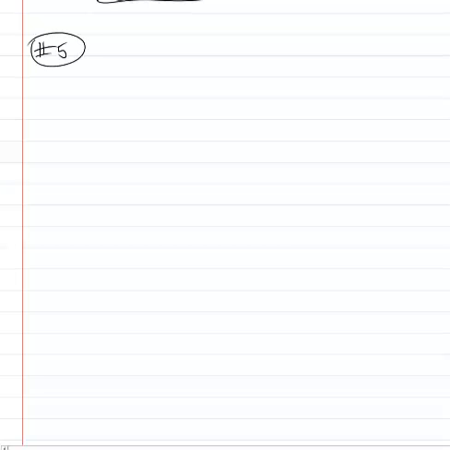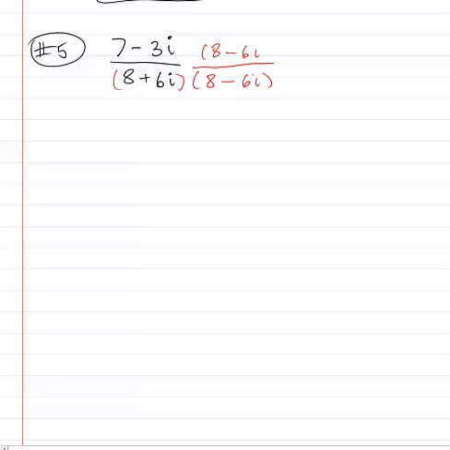Question number 5, you need to divide the two complex numbers. So you got 7 minus 3i divided by 8 plus 6i. Now the only way you can divide complex numbers is if you change this in such a way that the denominator becomes real. The way you do this is you multiply the complex number that you're dividing by its conjugate, which would be 8 minus 6i. Whatever you do on the bottom, you also have to do on top.